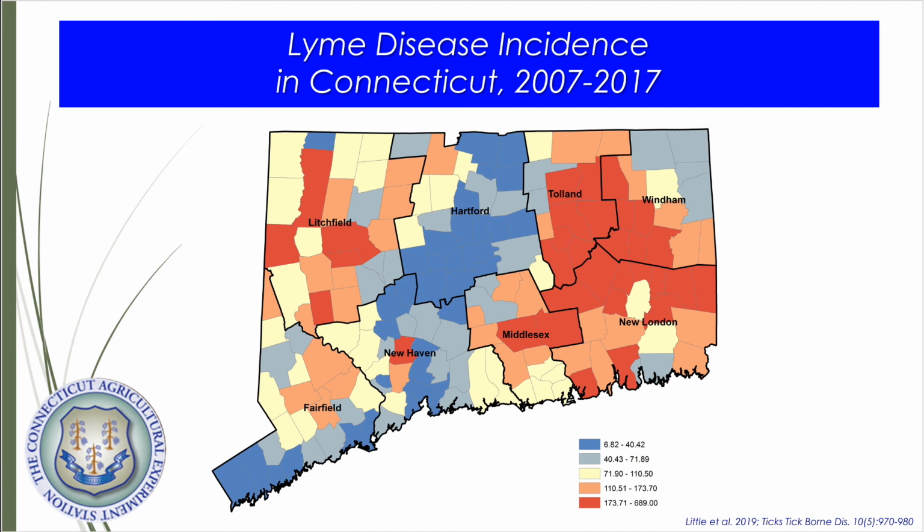We also note differences in Lyme disease incidence across counties in Connecticut. Lyme disease incidence was highest in Windham, Tolland, and New London counties, and lowest in New Haven, Fairfield, and Hartford counties. We also note high incidence towns at the intersection of Tolland, Windham, and New London counties, and low incidence towns in southwestern Hartford and northeastern New Haven counties.